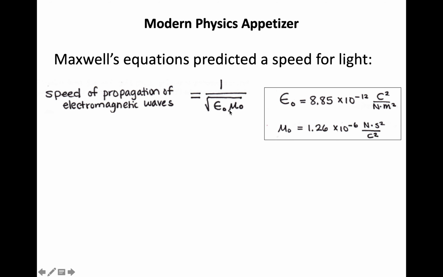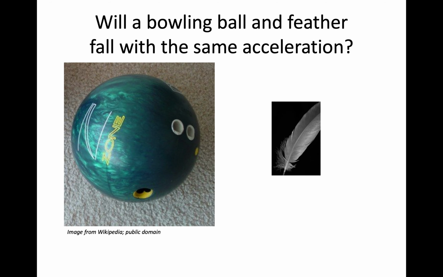So what we did in class was we put in the values for the constants and we calculated the speed of light. So you can pause the video and do that if you want to, or you can do it later. And that came out to 3 × 10⁸ meters per second.